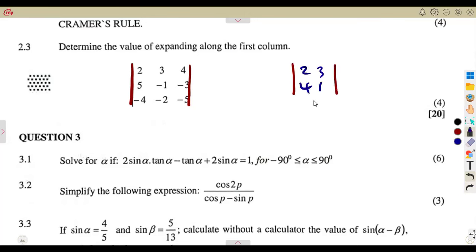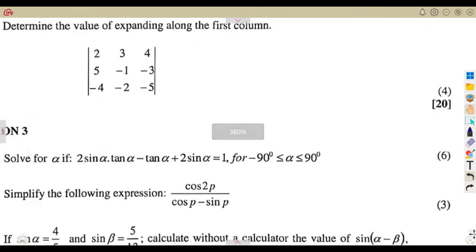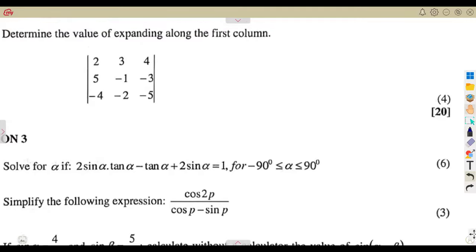2, 3, 4, 1. You were finding the determinant of a 2 by 2. That one is a determinant of a 3 by 3. So they want you to have the determinant straight. So how do you find the determinant, guys? Remember, you are told where to apply: expanding along the first column. Which one is our first column?